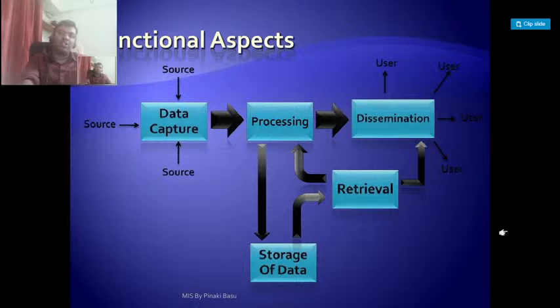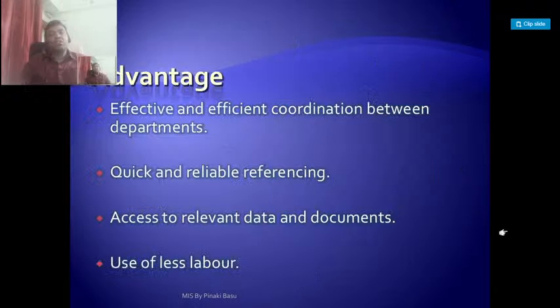This is the functional aspect of how MIS functions. What is the utility of MIS? Some of the advantages of MIS: effective and efficient coordination between departments. Obviously, since every department is aware of their role and of the data, that gives better coordination. Like the logistics department, they came to know from the portal, from MIS, that a particular product is selling very well.